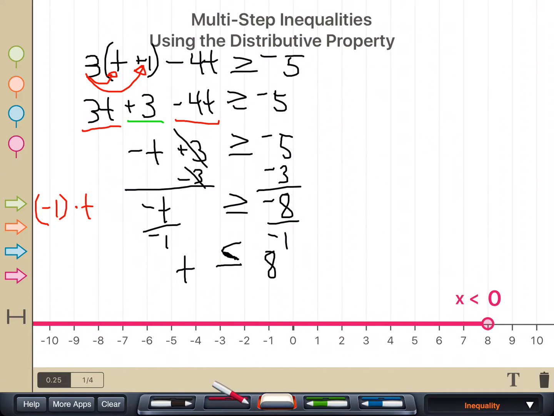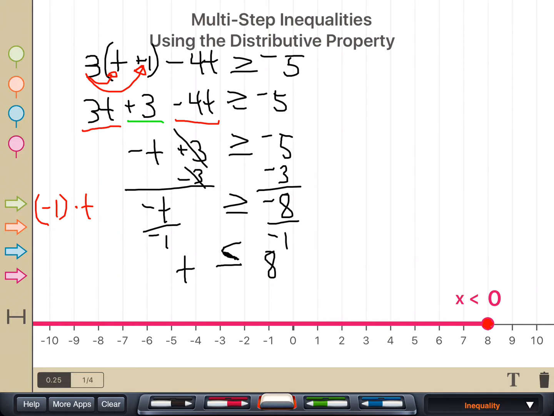With less than or equal to, I am going to have to color in the boundary point because 8 is part of the solution, and less than has me going to the left where all the lower numbers are. So there's my solution, and there's my graph.